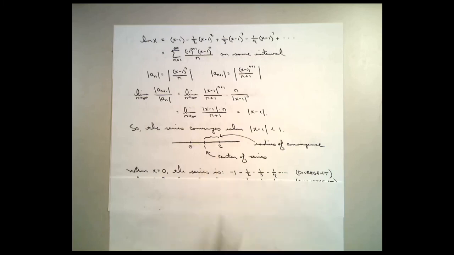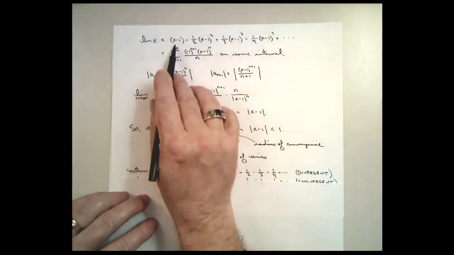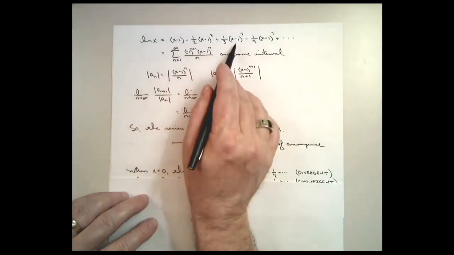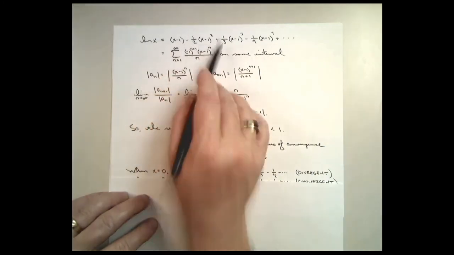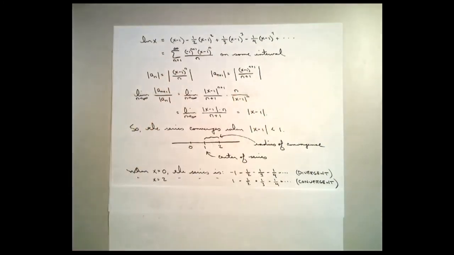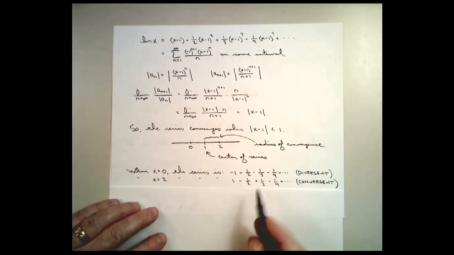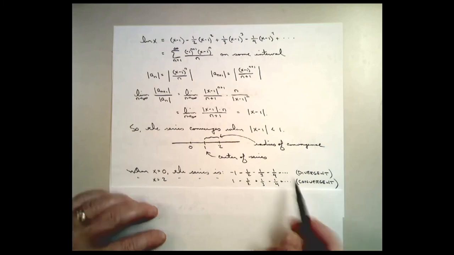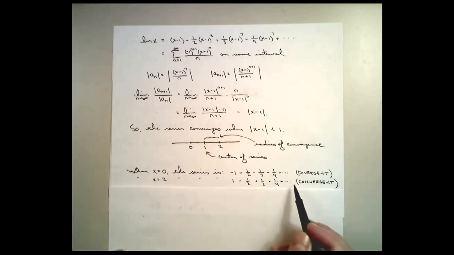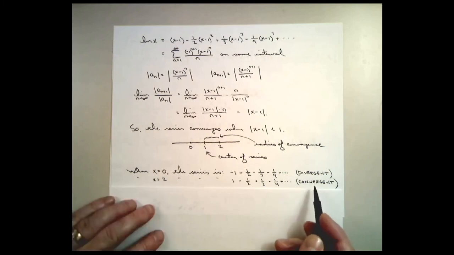At the other endpoint, whenever x is 2, x minus 1 is equal to 1. So we're going to have 1 minus a half plus a third, and so on. Well, that's an alternating harmonic series. That is the alternating harmonic series, or thought of another way, it's an alternating series for which the terms are decreasing in value and the terms are going to 0. Terms have limit 0. That's a convergent series.